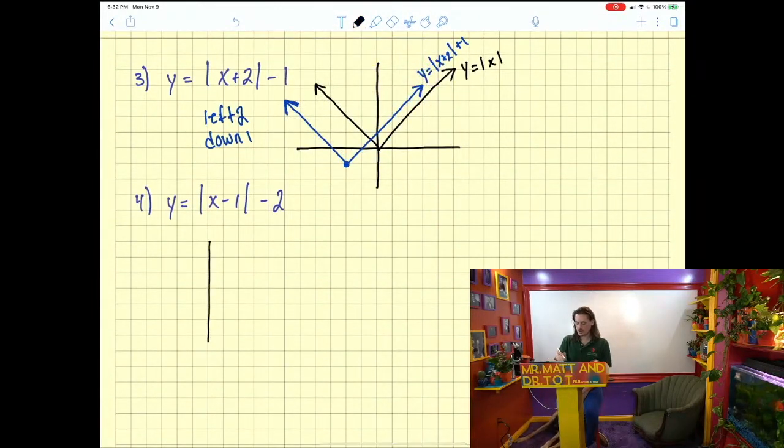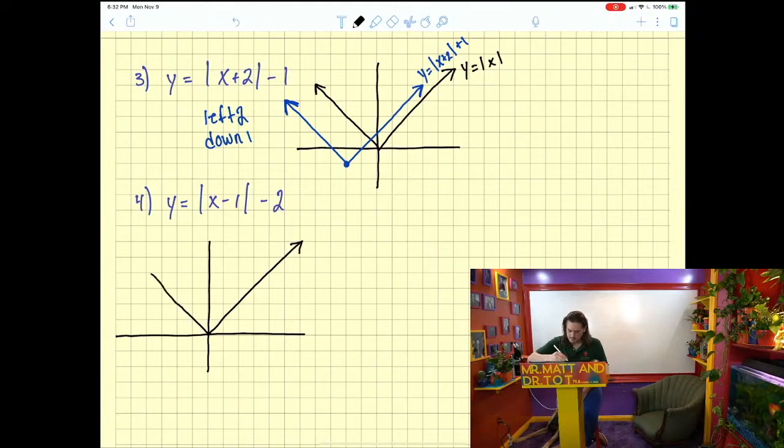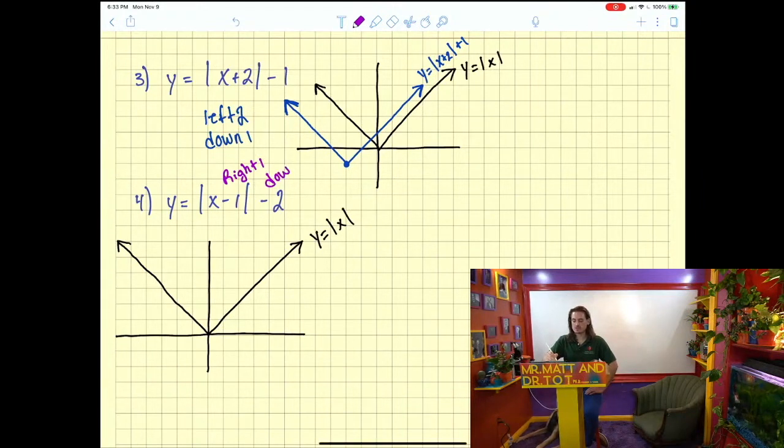For the second graph, again, just start with the parent function, y is equal to the absolute value of x. And now minus 1 for an h value, you'd normally think would be left 1, but it's opposite common sense, so that means right 1. Minus 2 as a k value goes with common sense, that's down 2. So I'm going to go down 2, right 1. So now I'm going to be here.